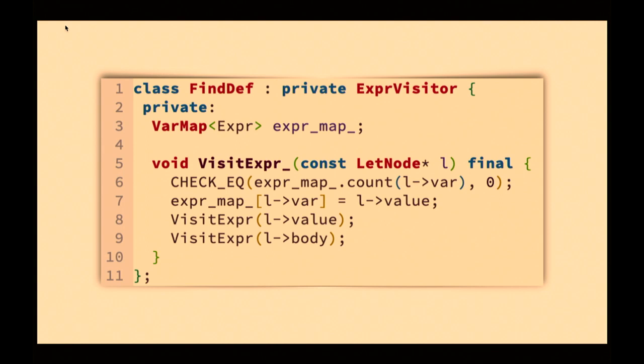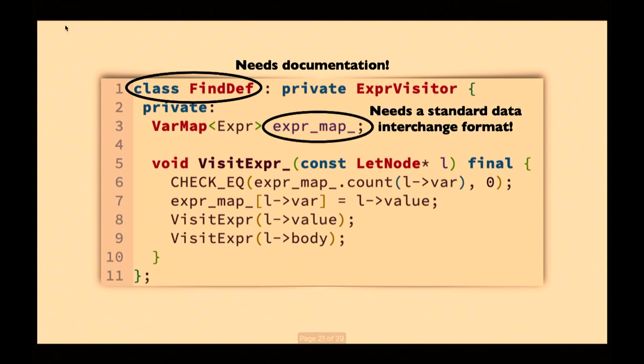But before it can be used outside of that pass, there are some problems that could be fixed by an analysis framework. So first, it needs some documentation so that it's more understandable what it's doing. Beyond better naming and code commenting, one really great way that this pass could document itself is by relying on a well-documented analysis framework. Number two, it needs a standard data interchange format so that it can be composed with other analyses and pass its data on to other analyses in an understandable way. This is something that an analysis framework could standardize.